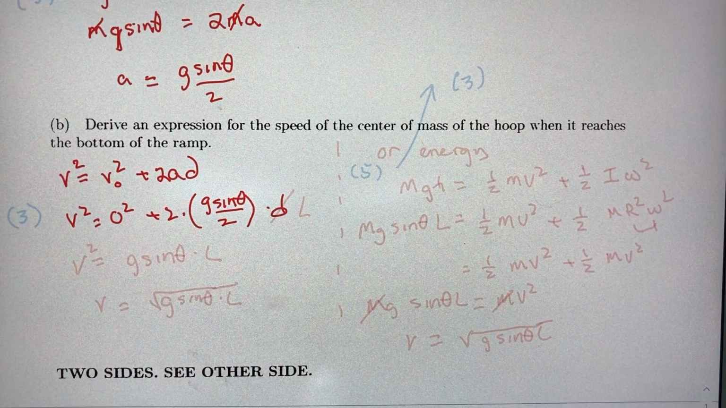The distance is L, the length that we're traveling. It's not H. So cancel the 2's and you get g sine theta times L. And so V is, don't forget to square root.